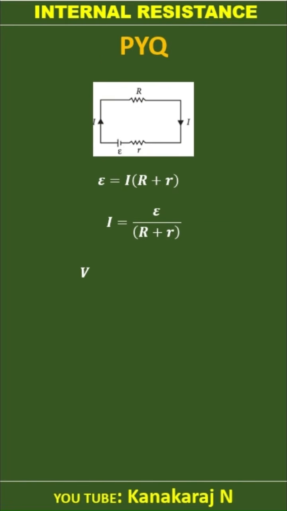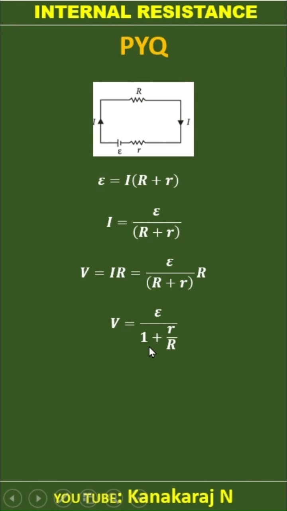Let's continue. So V equals I times R. Instead of I, let us substitute epsilon divided by (R plus small r), multiplied by capital R. Let us bring this capital R down to the denominator. So we get V equals epsilon divided by (1 plus small r upon capital R). Now let us have two cases.